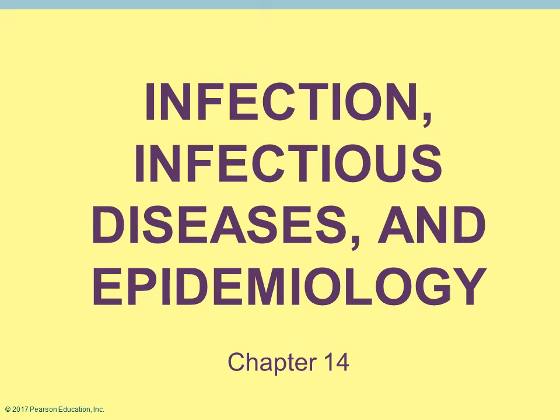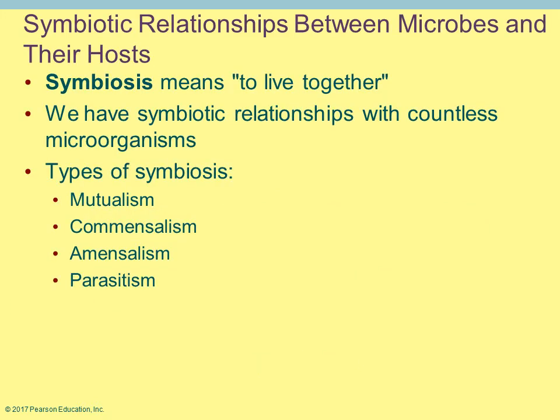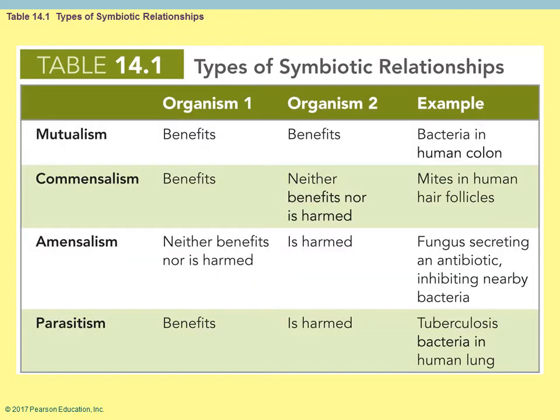Okay, chapter 14 deals with the infectious diseases, and epidemiology. One of the first things to understand as we start this chapter is symbiotic organisms. These are organisms that are living inside of us. Symbiosis is basically any two organisms that are living together. There's different types of symbiotic relationships. We certainly have symbiotic relationships within us.